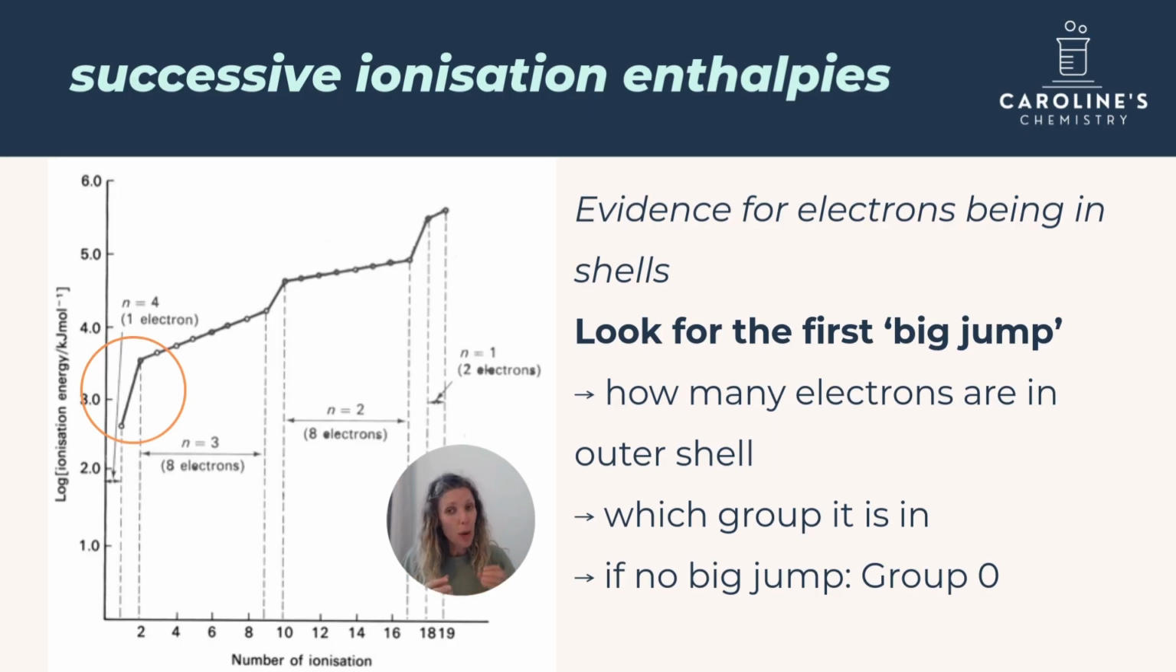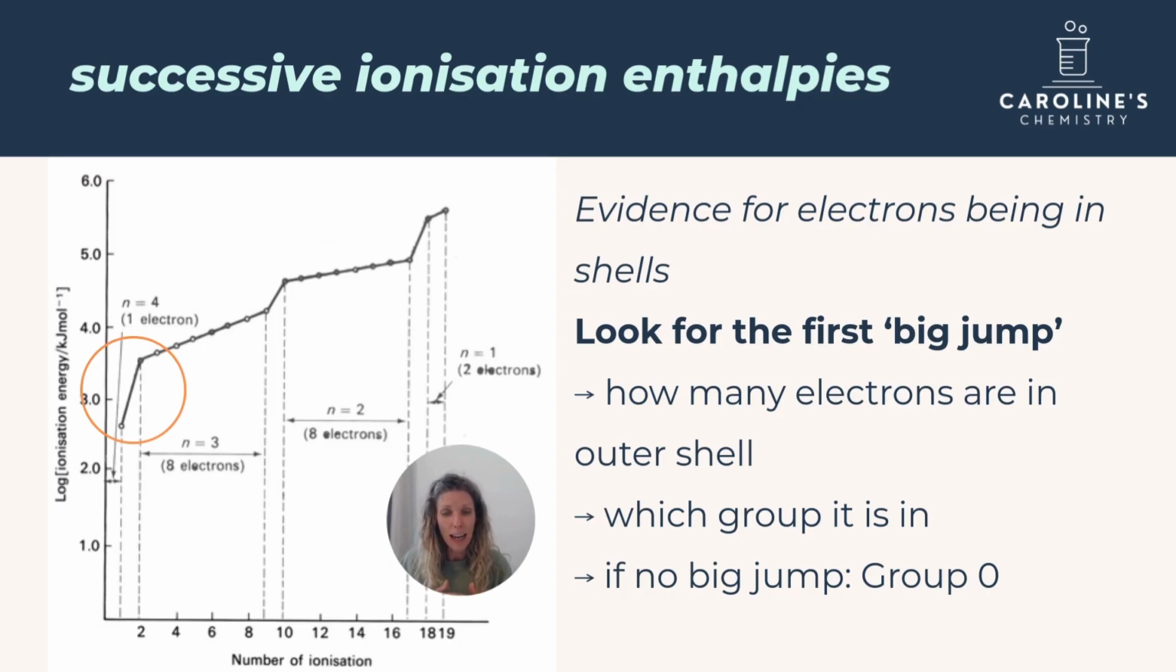And that's because you're removing an electron from an increasingly positive ion. So successive ionization enthalpies always increase because the ion that you are removing that electron from gets more and more positive. Now, the reason why this is useful is because it's providing evidence for electrons being in shells.